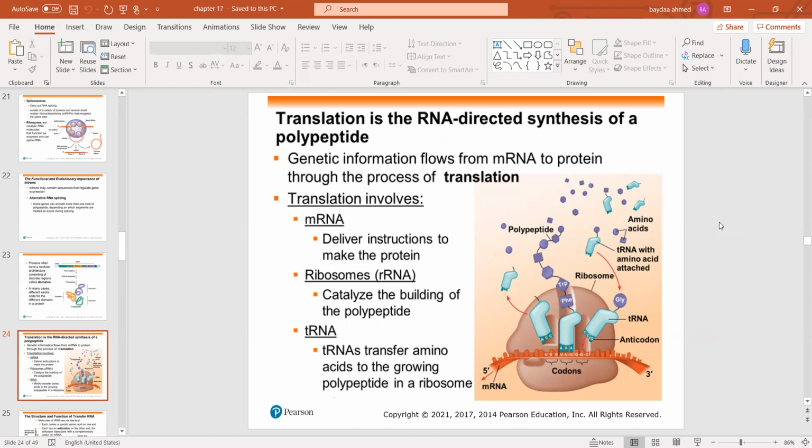The ribosome, a structure made of proteins and RNAs, adds each amino acid brought to it by tRNA to the growing end of the polypeptide chain.